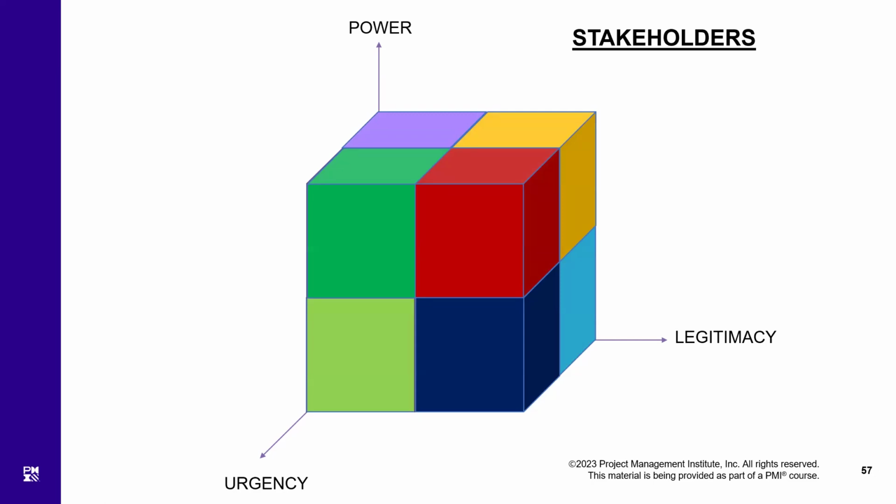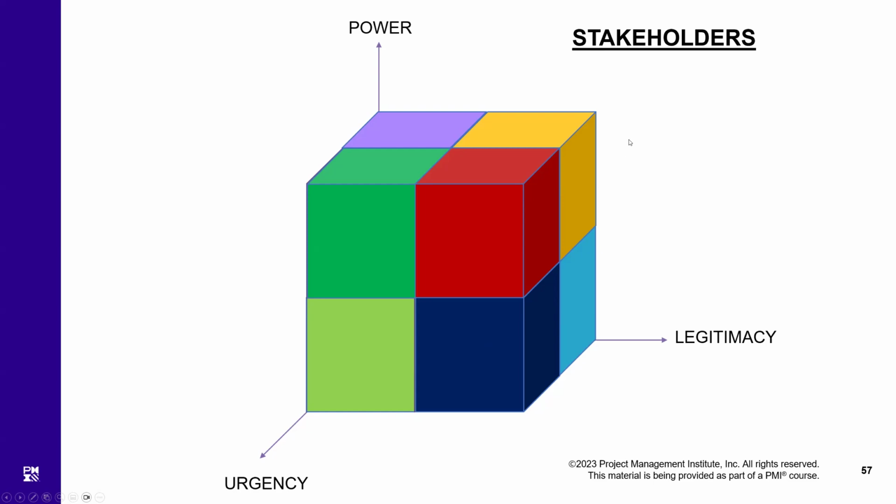This is your big cube, and this is what this red one is. Can someone tell me the name of this stakeholder? Definitive. And this is in the core category, right? Okay. What about this green, golden, and dark blue? What are they? These three are called what?